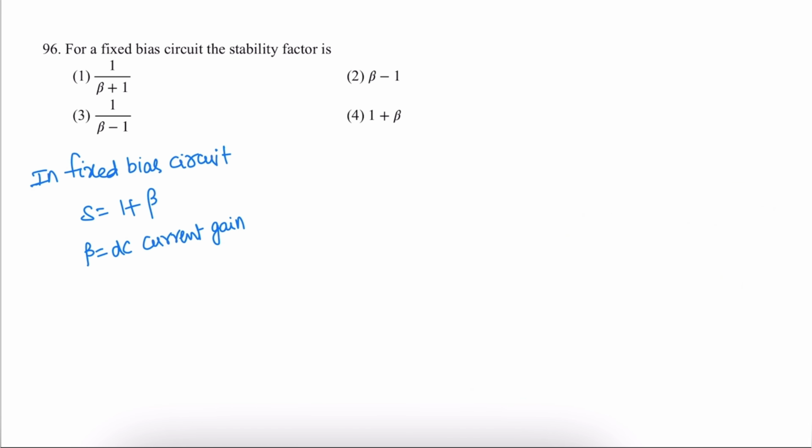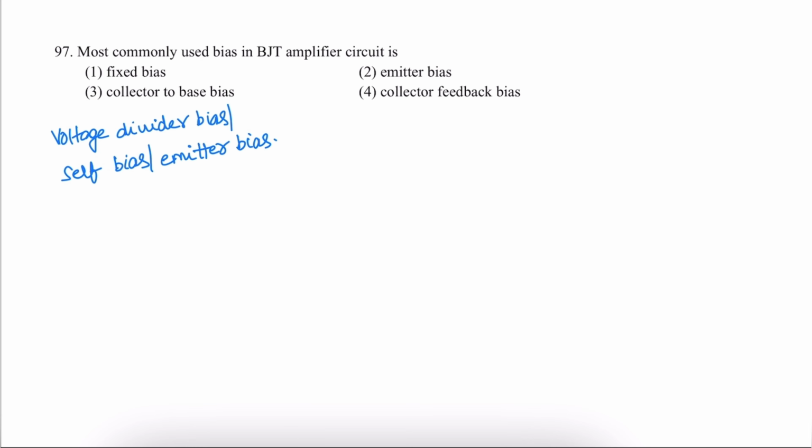Next question. For a fixed bias circuit, the stability factor S is 1 plus beta, where beta is the DC current gain. The correct option is 4. Next question. The most commonly used BJT amplifier circuit is voltage divider bias, self bias, or emitter bias. So let us see the circuit diagram of voltage divider bias.